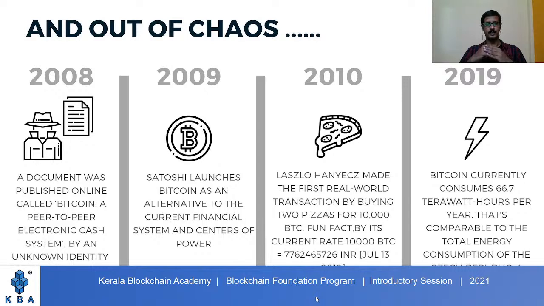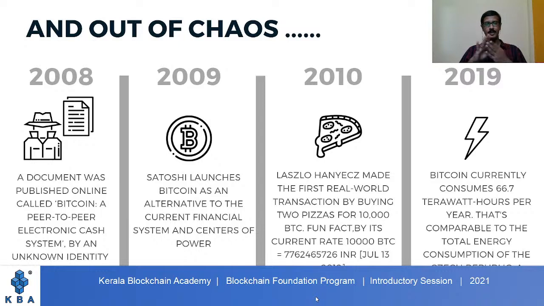This document was launched in late 2008, and in 2009 this person launched an alternative to the current financial system known as Bitcoin. Satoshi Nakamoto was the pseudonym of the person who created this first currency of blockchain, known as Bitcoin.